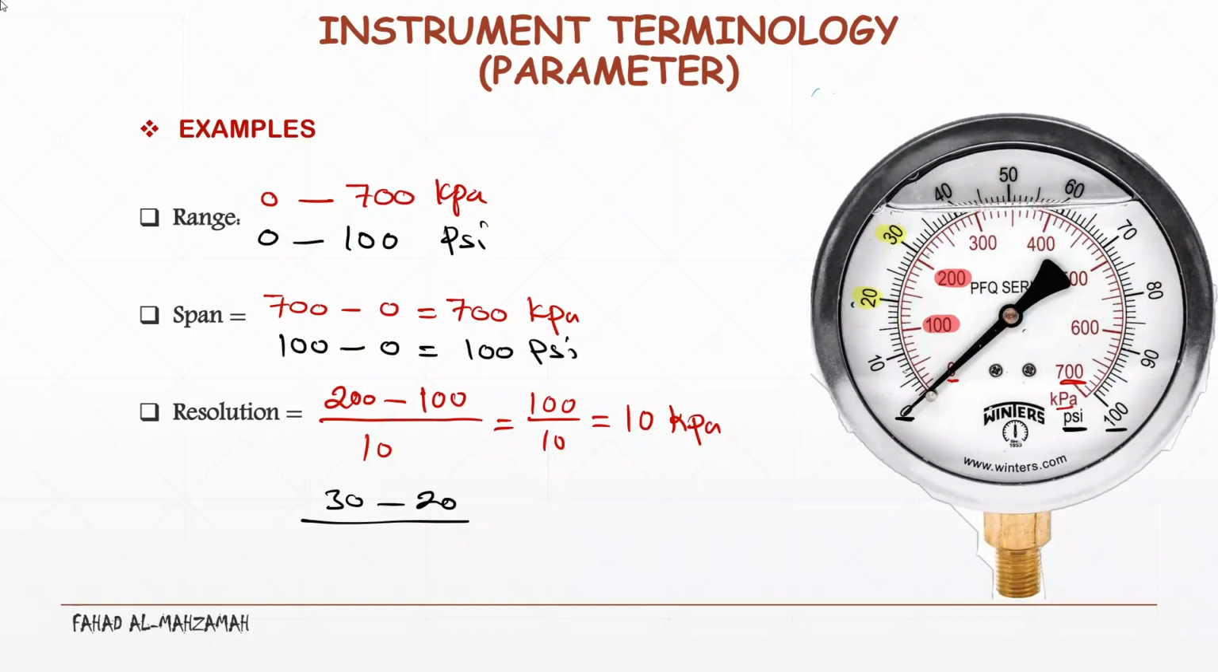Again, we have 10 divisions or 10 spaces. So the answer is 10 divided by 10, which is equal to 1 psi. Again, let's check our answer. So here 20, 21, 22, 23, 24, 25, 26, 27, 28, 29, 30. So the answer is correct, and the resolution is 1 psi for each space.